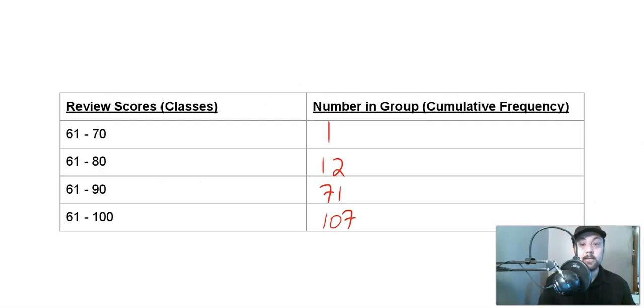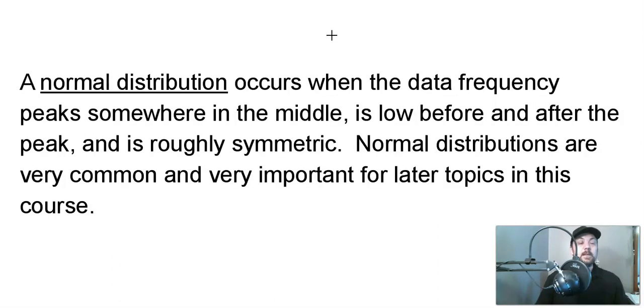So interpreting the data, a couple things you might want to look for. A normal distribution occurs when the data frequency peaks somewhere in the middle, is low before and after the peak, and is roughly symmetric, meaning it looks about the same to the left as it does to the right. So when I talked about skewing earlier in the video, it was in reference to a normal distribution. A normal distribution is kind of what you would consider the typical distribution that you should expect.